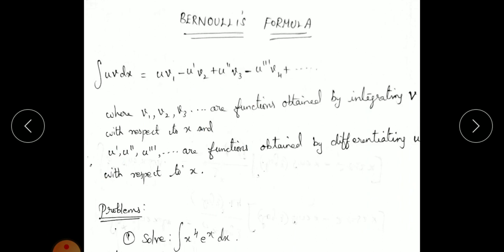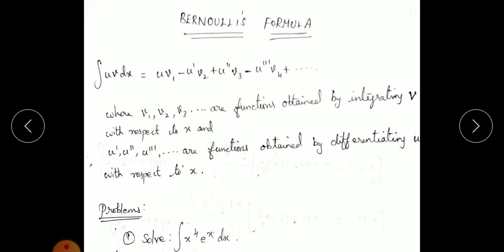Integral of u v dx is equal to u v1 minus u dash v2 plus u double dash v3 minus u triple dash v4 plus and so on. Here v1, v2, v3 are the functions obtained by integrating v with respect to x, and u dash, u double dash, u triple dash are the differentiations with respect to x. One important thing to remember is that u is differentiated with respect to x and v is integrated with respect to x. Okay, this is Bernoulli's formula.